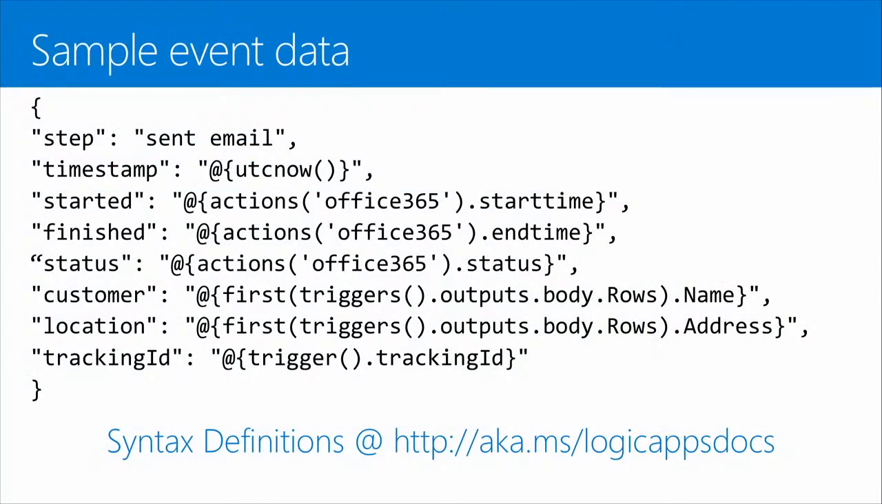I'm also going to pass in some values just about the workflow in general. Like you'll see tracking ID. That's an ID that we provide to help you correlate the different steps in your logic app with a single ID. So I want to keep that with all of my events, as well as information about the customer that I've just added, their location and their name. So that's an event that I'm going to be sending to Azure Event Hub.